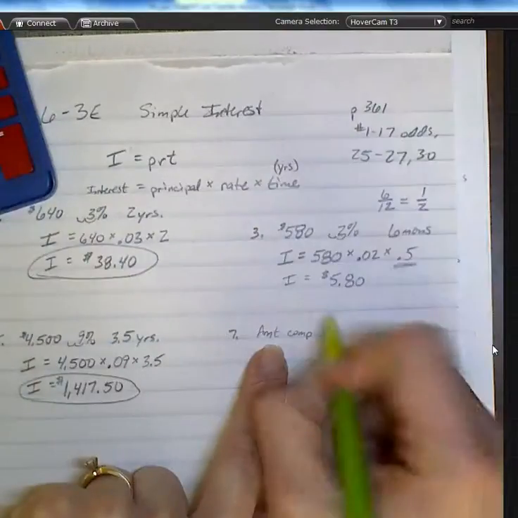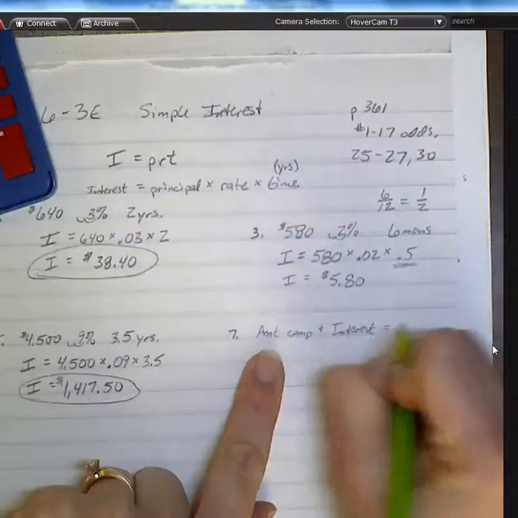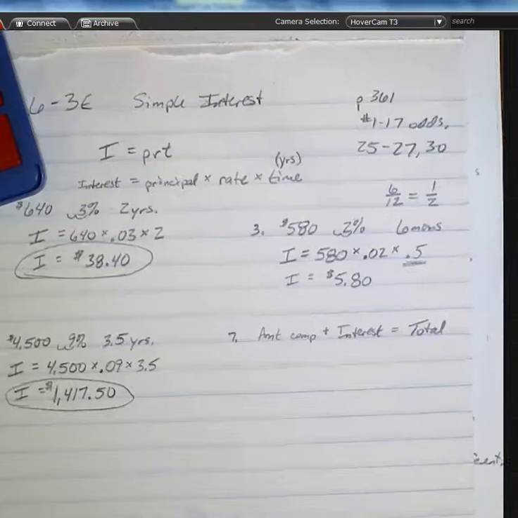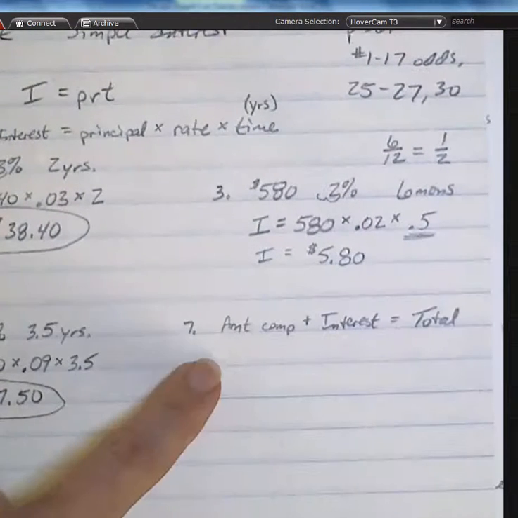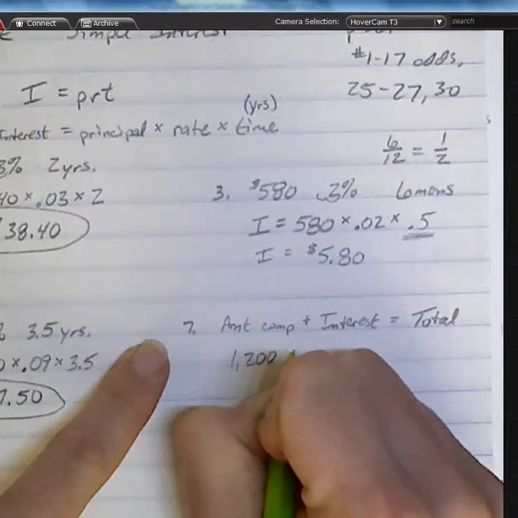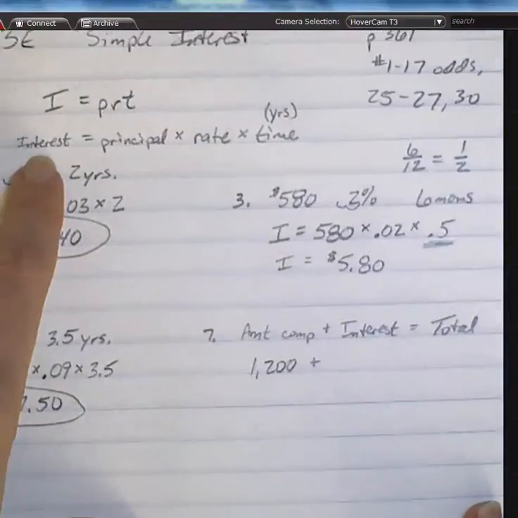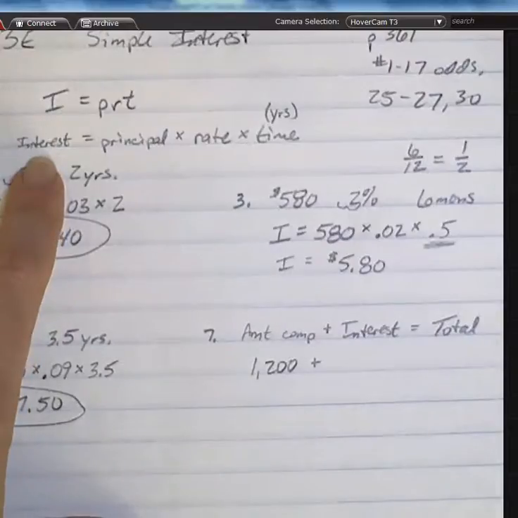Okay, so the amount of the computer plus the interest is the total. Do we know the amount of the computer? That costs $1,200. Do we know the interest? Is that the interest? Is that the amount of money? That's the interest rate. Is that the amount of money?